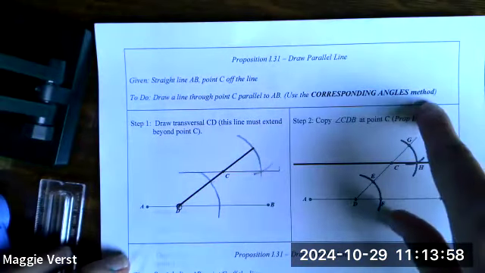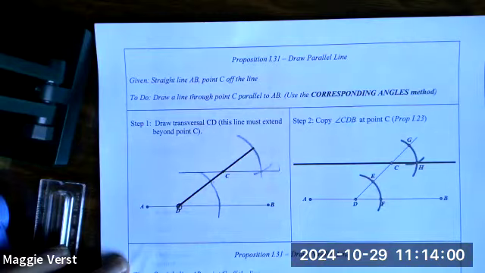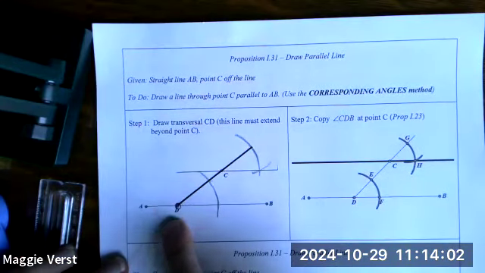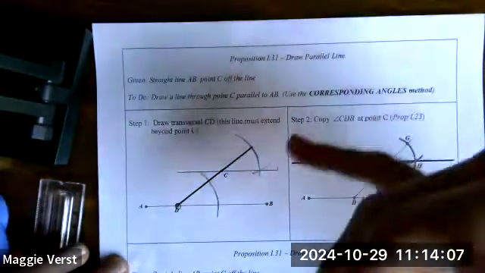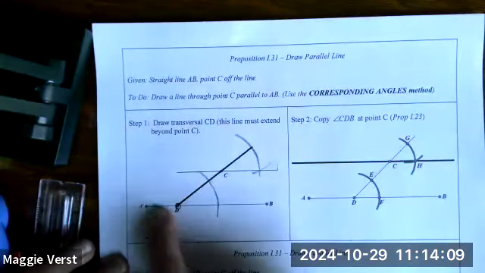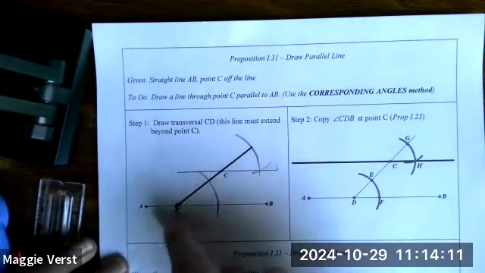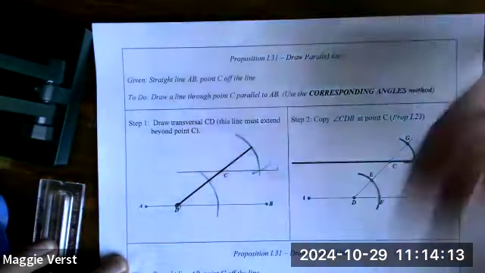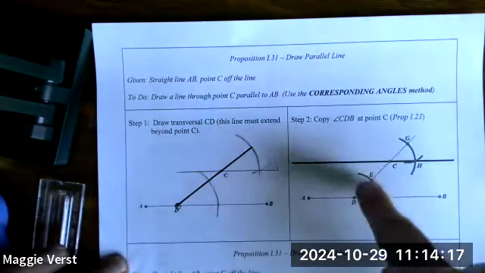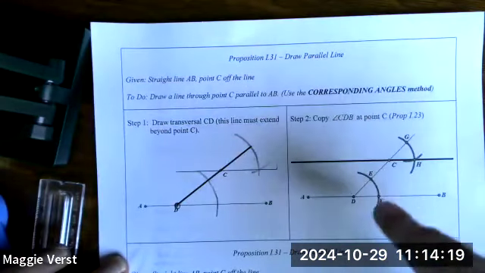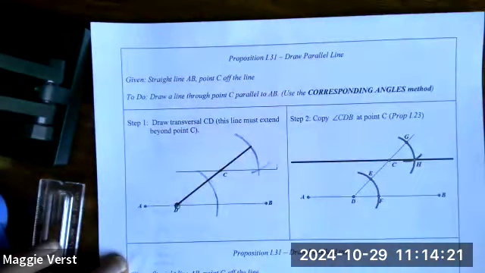One is the corresponding angles method, which basically is going to involve you picking some point D and drawing it straight, so it goes straight through C. I can pick any point I want on line AB, and then I want to draw a transversal. A transversal is just something that goes through two lines. Then I want to copy CDB from D to C. We've done copy angle before, so I'll walk you through how to do that.